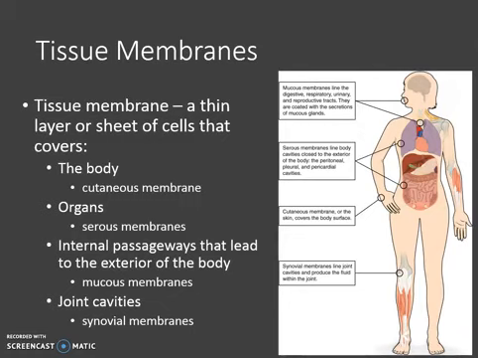A tissue membrane is a thin layer or sheet of cells that covers different parts of the body. So for example, the body itself is covered by the cutaneous membrane, which is also just known as the skin. Internal organs are surrounded by serous membranes, and internal passageways that lead to the exterior of the body are lined with mucous membranes, and your joint cavities have synovial membranes. So let's take a look at each one of these in a little bit more detail.